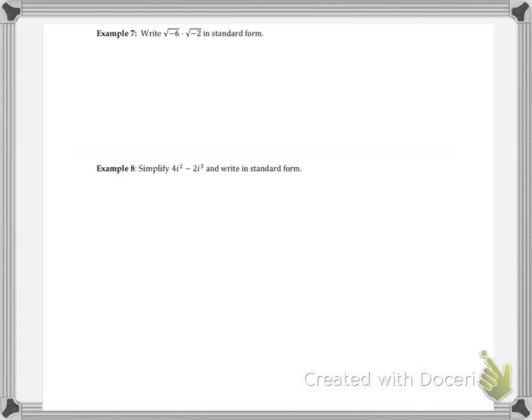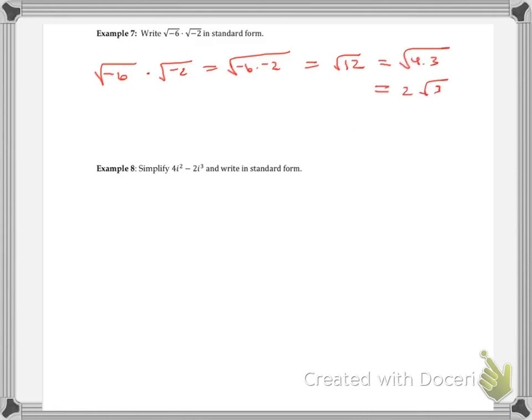If we look at example 7, write the square root of negative 6 times the square root of negative 2 in standard form. This is multiplication, so I'll write them separately. But that rule that I talked about in the last video goes both ways. So since it's multiplication, it equals the square root of negative 6 times negative 2, which is the square root of 12. We can factor that into 4 times 3, so that's 2 root 3. It asks us to write in standard form, so how would we write it? 2 square root of 3 plus 0i.